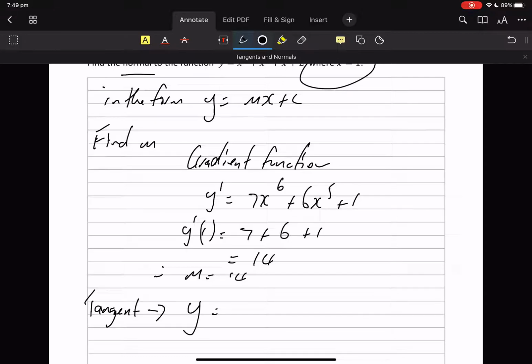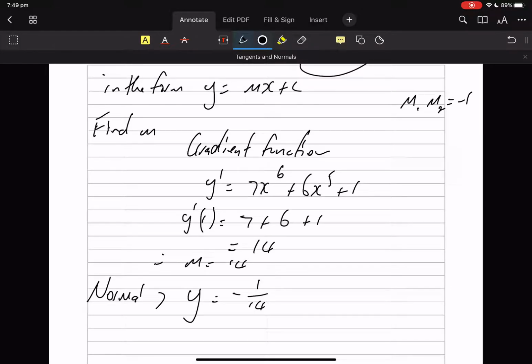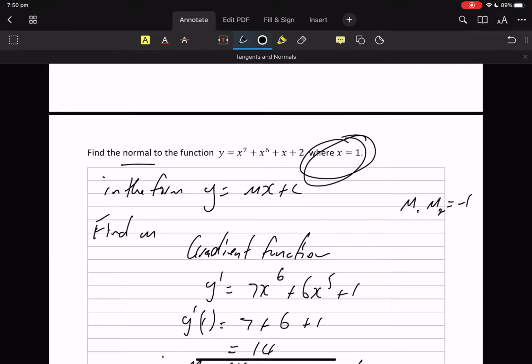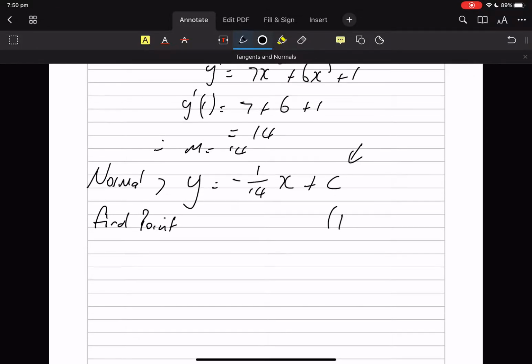Tangent becomes y equals... It's not a tangent. Somewhere you're going to go m1 times m2 equals negative 1. So it's going to be minus 1 on 14, x plus c. What do we need? We need the c. Find the point. It's going to be 1 something. So 1 something, y equals.